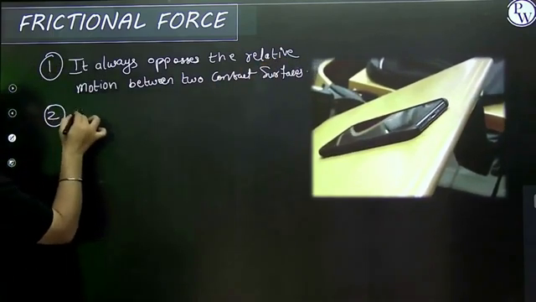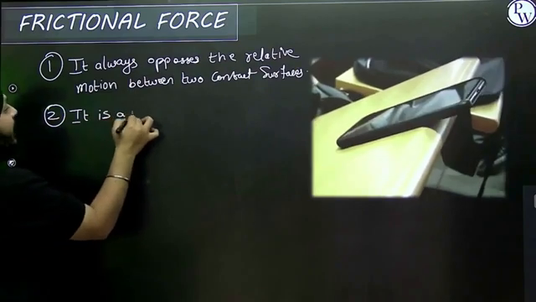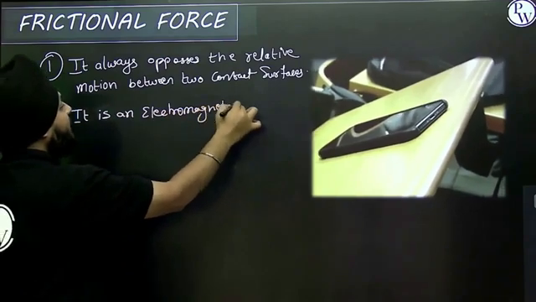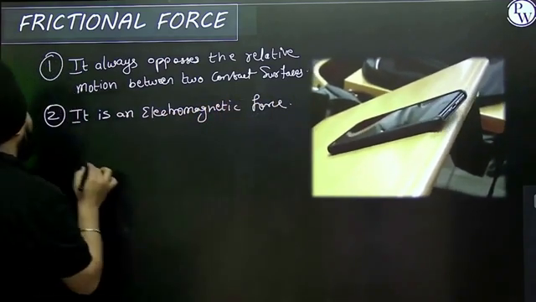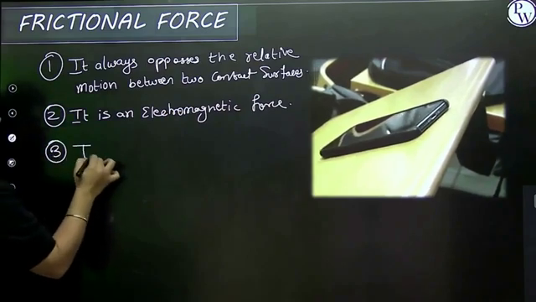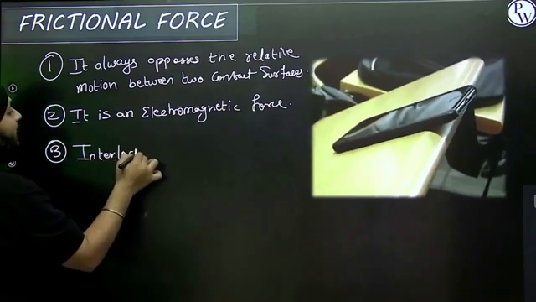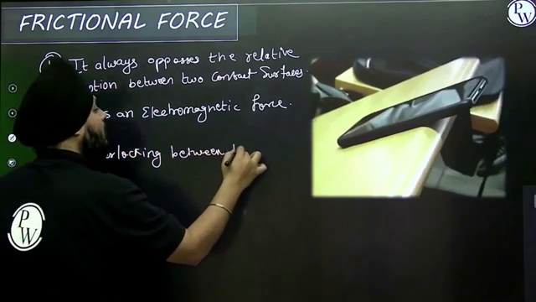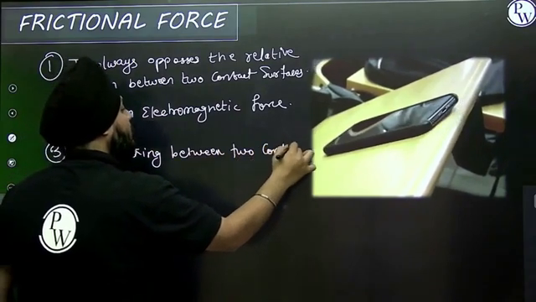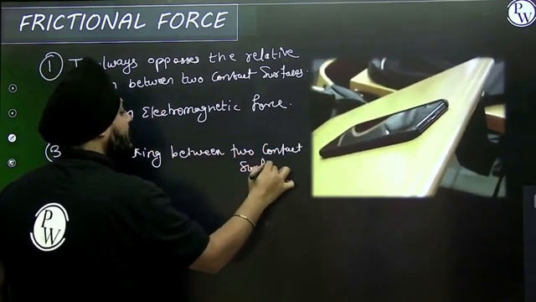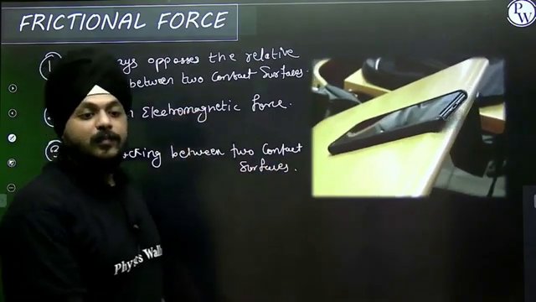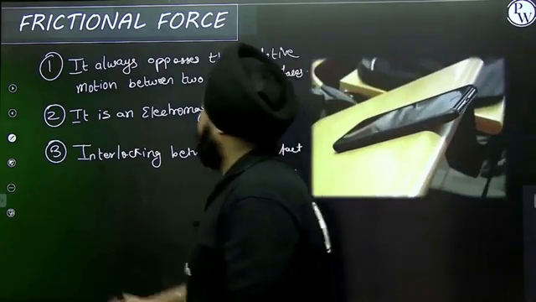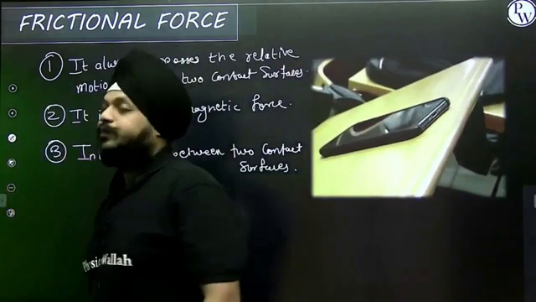Second point, it is an electromagnetic force. Why it is known as the electromagnetic force, we are going to show. In another sense, it is interlocking between two surfaces. Some of the noteworthy points related to the friction. Now let's understand all of these points with the help of an example.